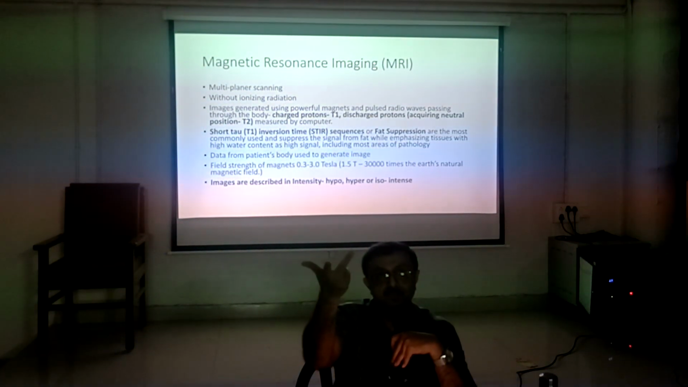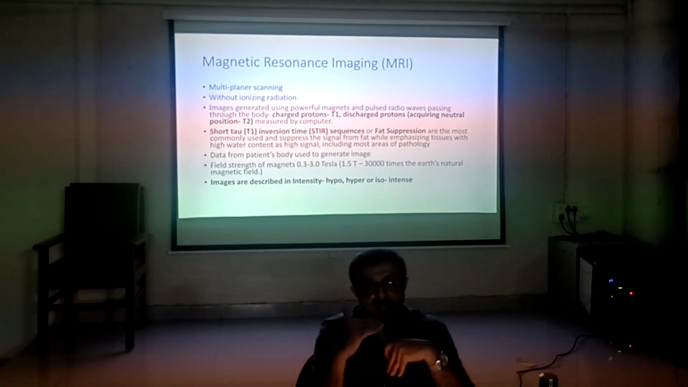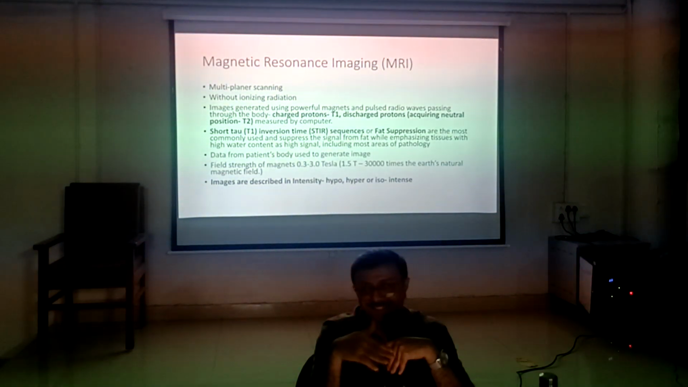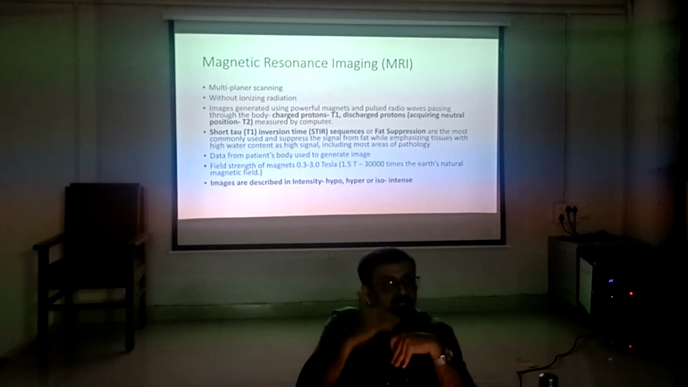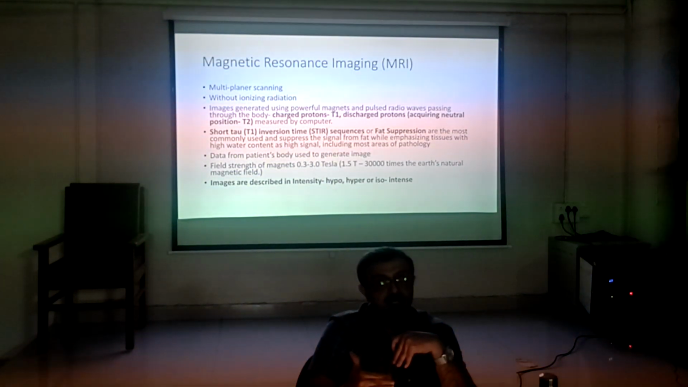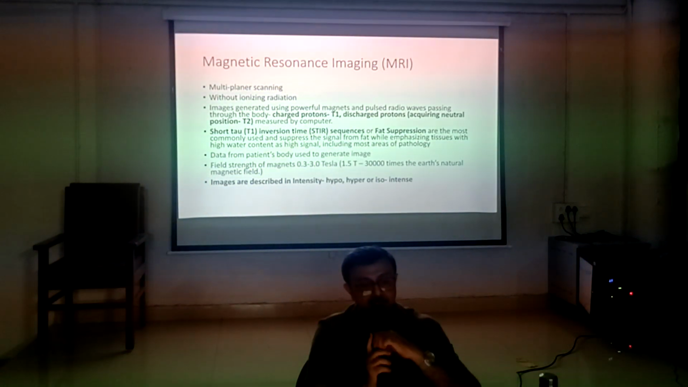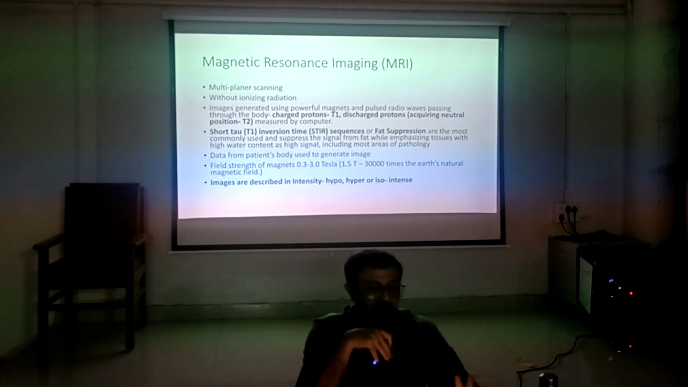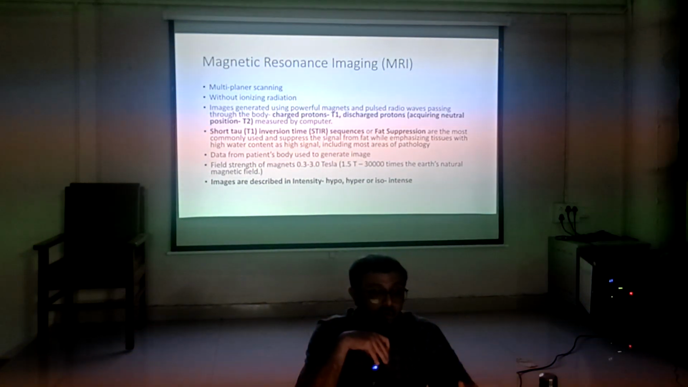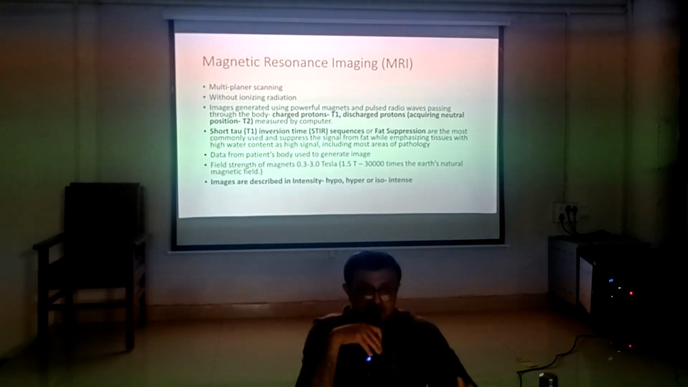So on the image, it is the opposite. What you see as white in T1, you see as black in T2. So this is basically charged protons and discharged protons. This is the image we have to take. The machine needs a computer program. Short inversion time, star image.